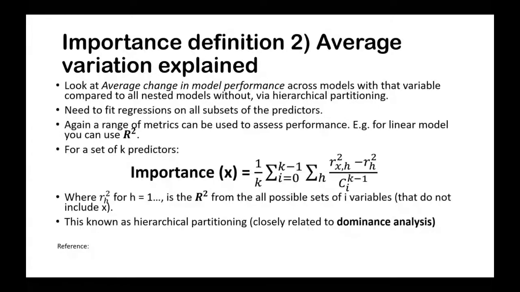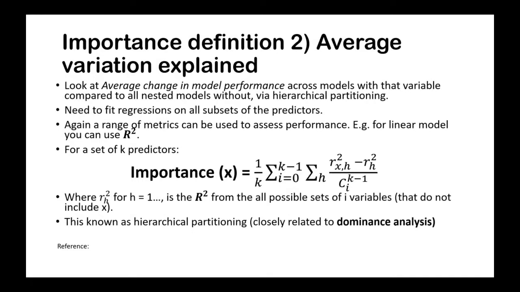You use this method with different metrics to assess performance. And for a linear model, you can use R². Here I've written the equation. It's a little bit tricky, but you can see that there's the R² of the model with X minus the R² of the model without X. That's what this R² XH minus R² H is, where H is representing all possible sets of the variables. So it is weighted by this K minus 1 choose I term.